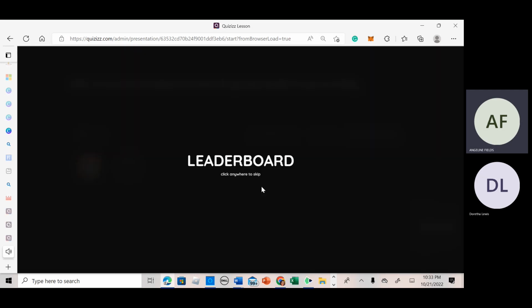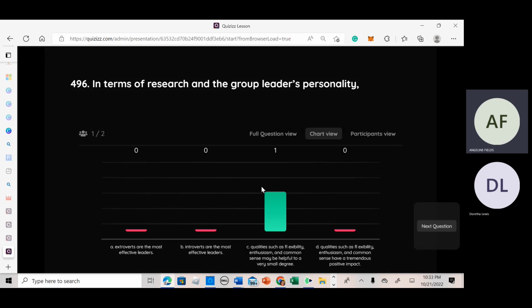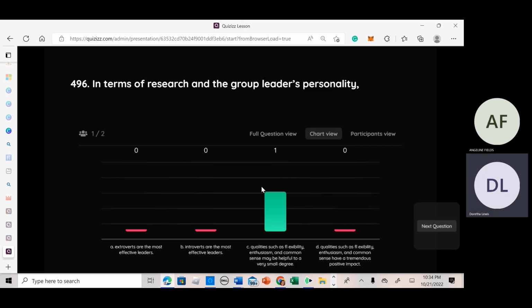In terms of research in the group leader's personality, qualities such as flexibility, enthusiasm, and common sense may be helpful to a very small degree. So, unfortunately, overall studies have turned up little in terms of special characteristics of group leaders' personalities. So much for the concept of super leaders. Yeah, but that just goes back to nothing really having been proven to be the most effective way to run a group, no less how effective groups are and why.